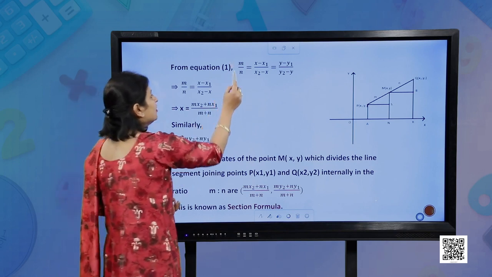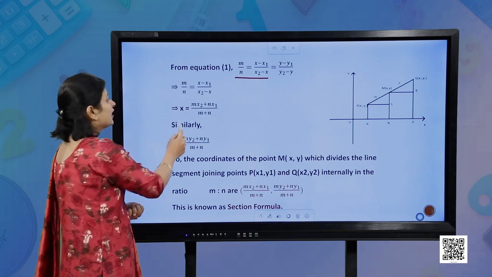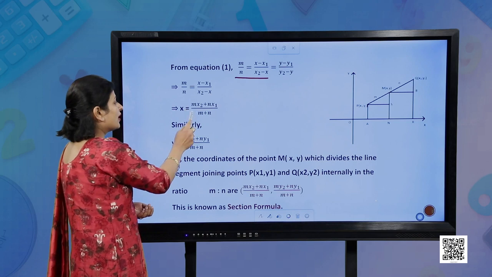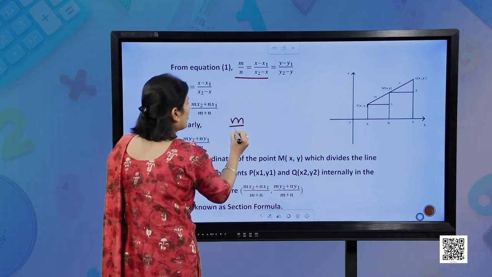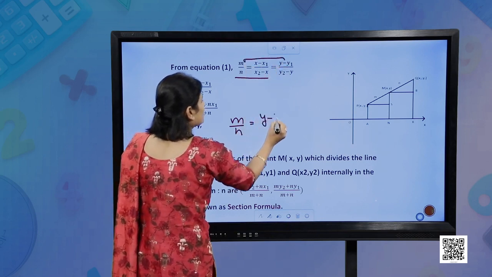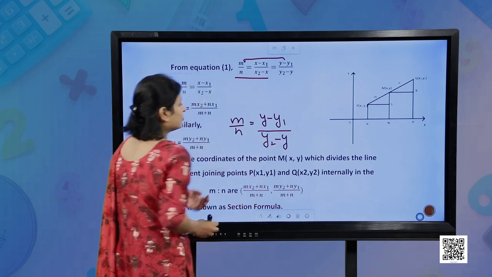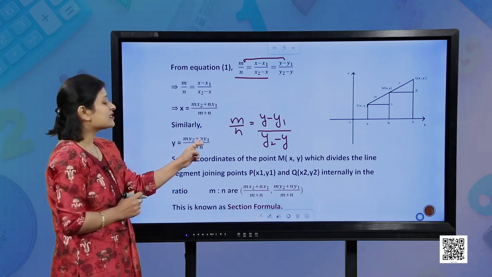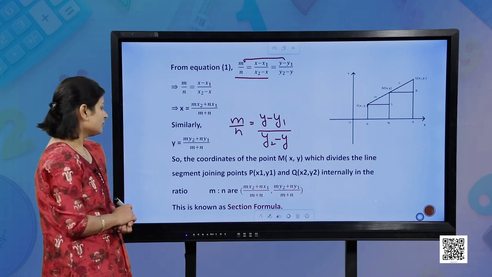Now, first you will consider this. What will you get? Solve it for x. You will get (mx2 + nx1)/(m + n). Now, if you solve for y, you have to consider this equation: (y − y1)/(y2 − y). Solve for y, you will get (my2 + ny1)/(m + n).